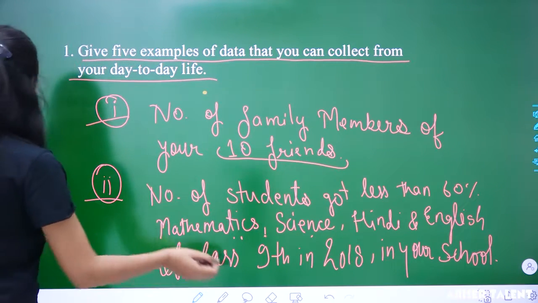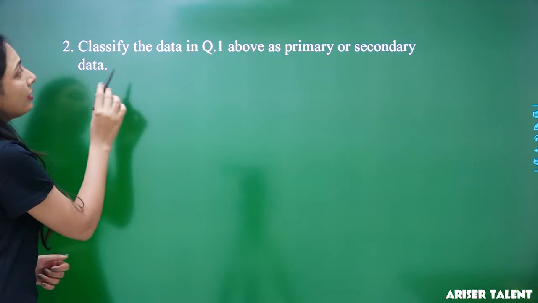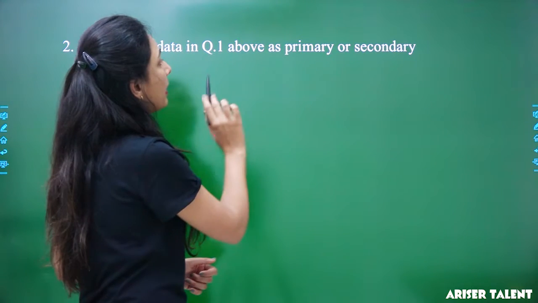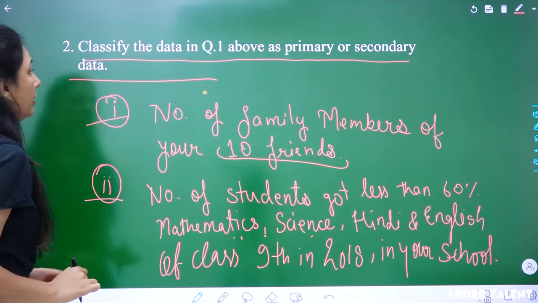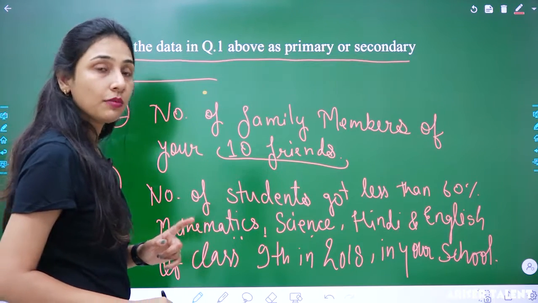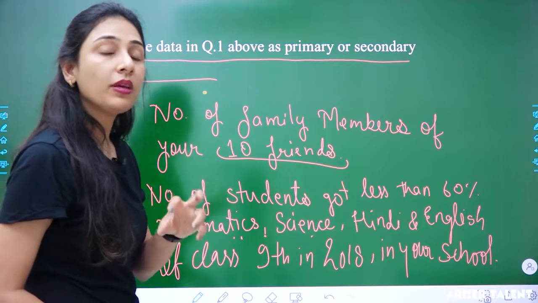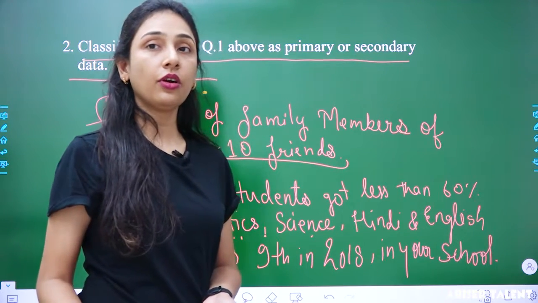Okay, now question number 2. Classify the data in question number 1 above as primary or secondary data. Now in question number 1 we have discussed these 2 particular examples. Based on these examples, we are going to tell whether it's secondary or primary.